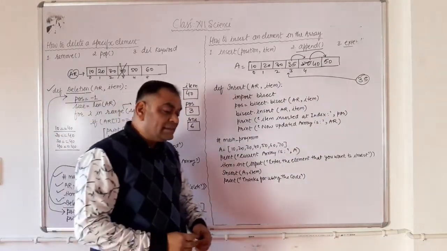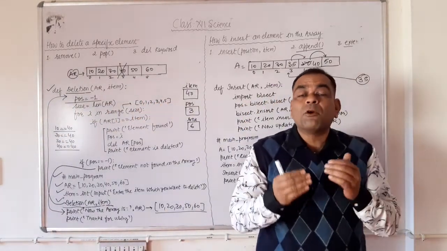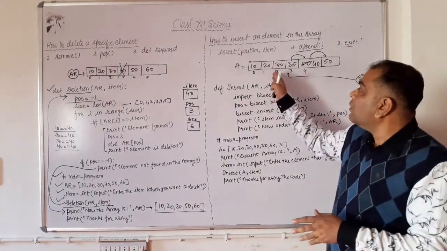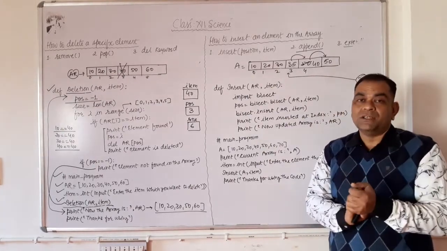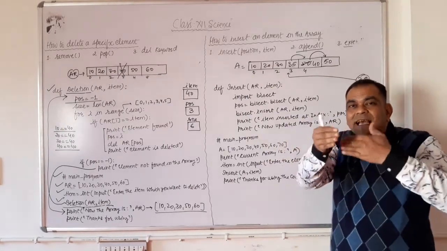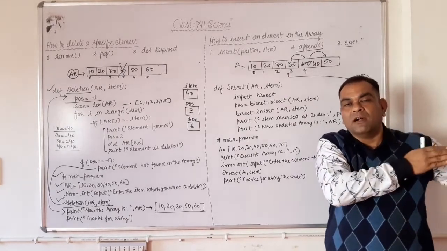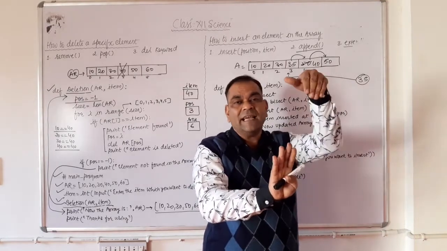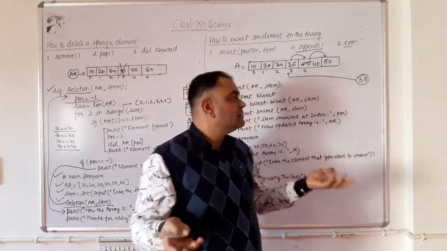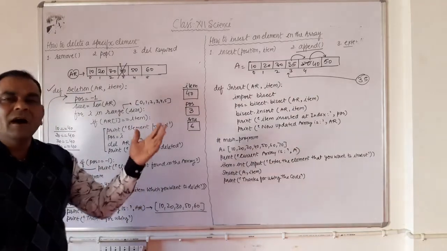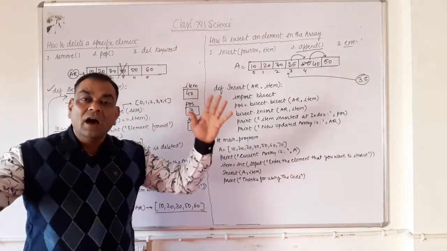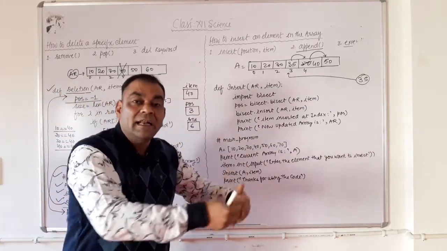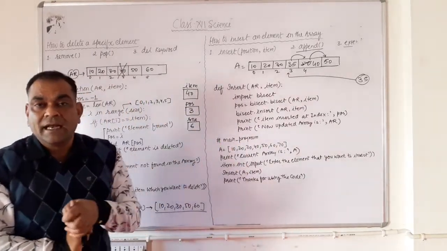Clear? So in this approach, we should know the proper position of the given element in the array. And once you get the position, you have to shift these elements one step forward toward the end, and then on the specific position, you just insert your element. This is the insertion approach. But if the array is large, say 500 or 1000 elements, then shifting the elements one by one is a very time consuming activity.